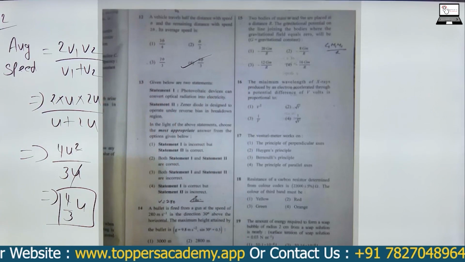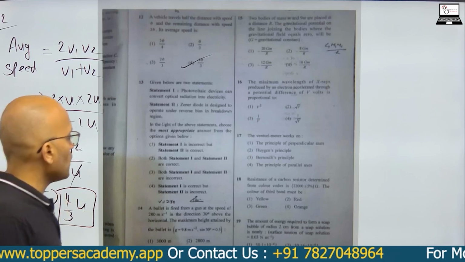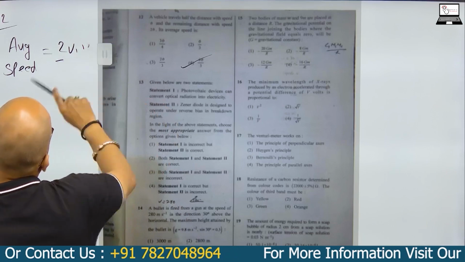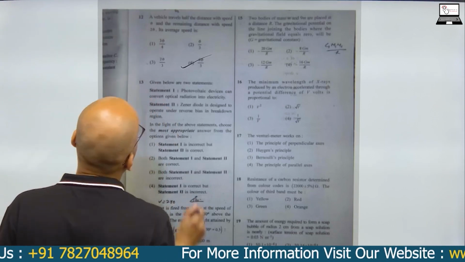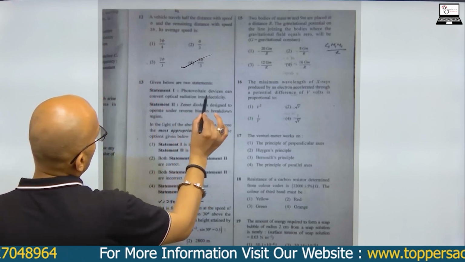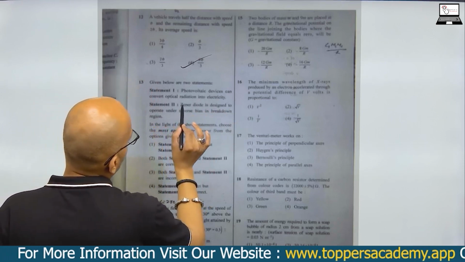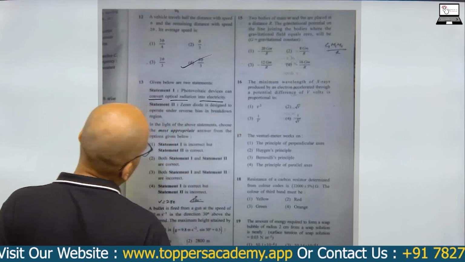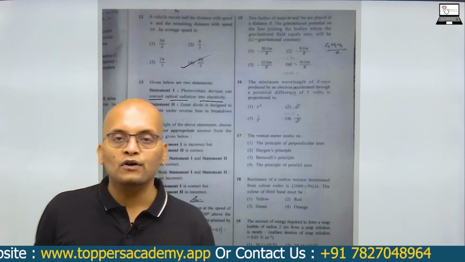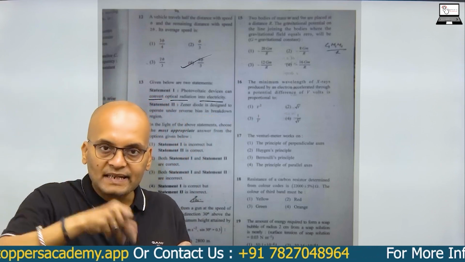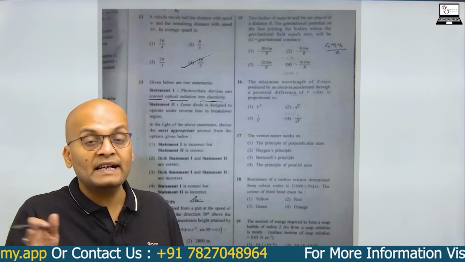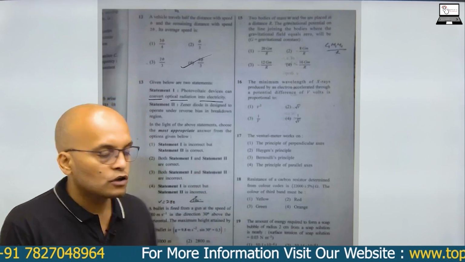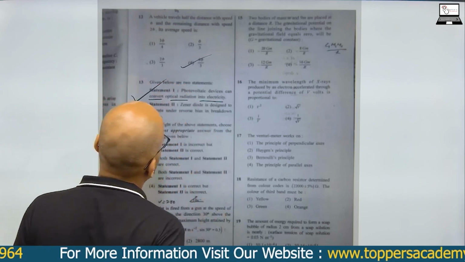Moving on. Next is your assertion reason sort of question. Two statements are given. We will first read those statements and then we will see. Statement 1 is, photovoltaic devices can convert optical radiation into electricity. So what happens in photovoltaic devices? When light is incident on it, it radiates electrons. So movement of electrons means that current is going to flow. So obviously statement 1 is absolutely correct.